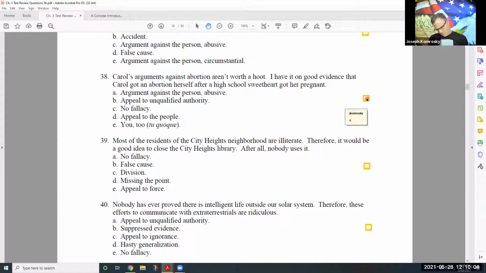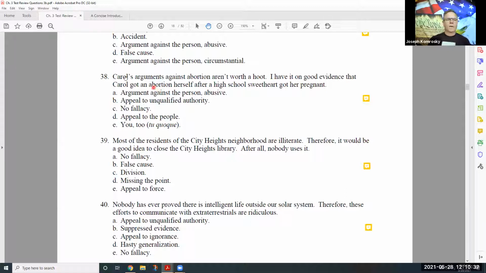Let me read this to you. By presenting the opponent as a hypocrite. That's just straightforward, meaning they say one thing and they do another. Carol's arguments against abortion aren't worth a hoot. She's making the argument that people should not get an abortion, but then she herself got an abortion. Now you may say, yeah, that is a tu quoque, you're being a hypocrite. But it could be that. I mean, this is possible. For now, this is a fallacy, right?